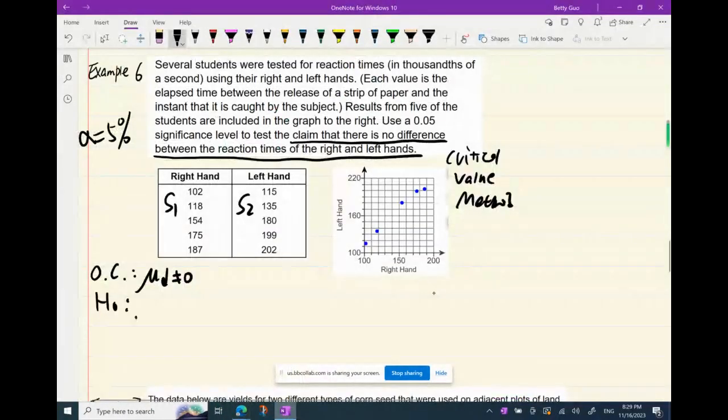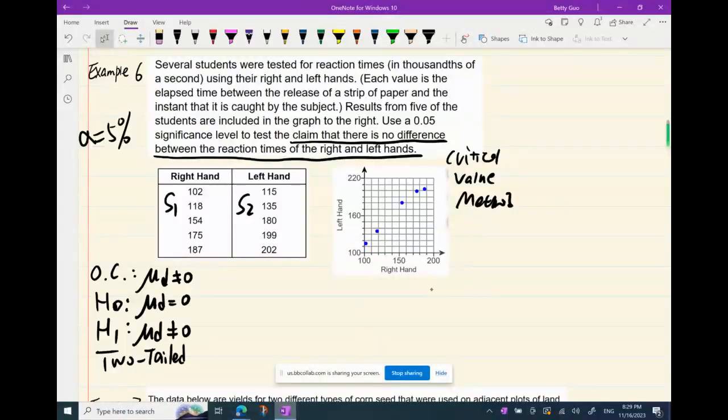So the null would be mu sub D equal to 0. An alternative would be mu sub D not equal to 0. So this is a two-tailed test. Two-tailed t-test. Okay.